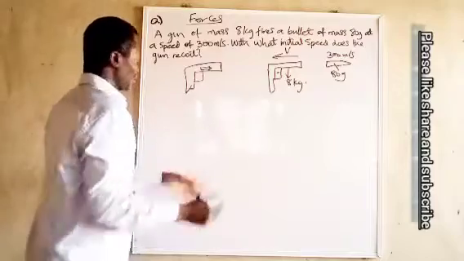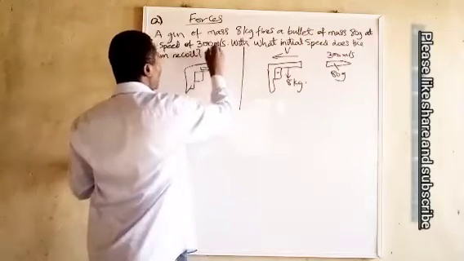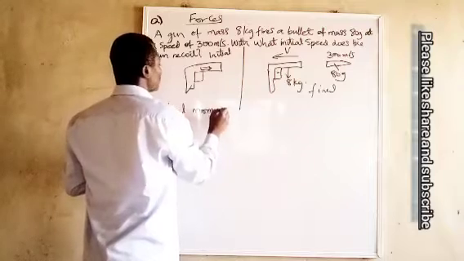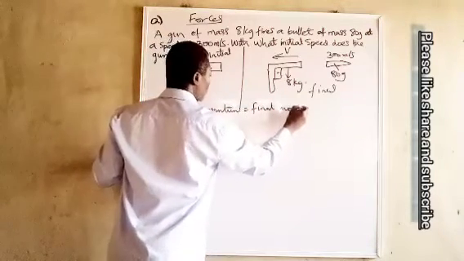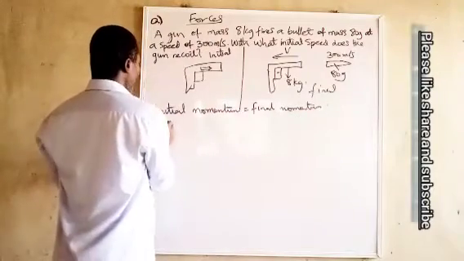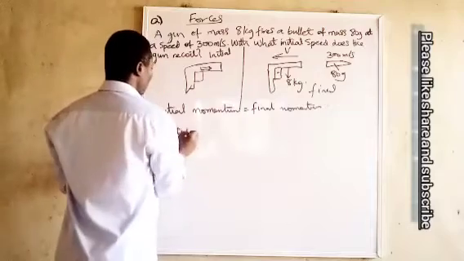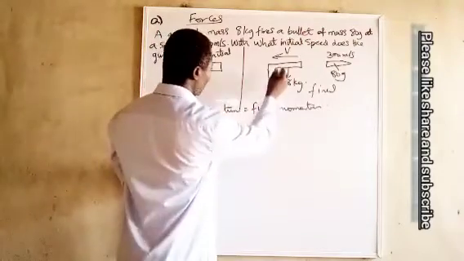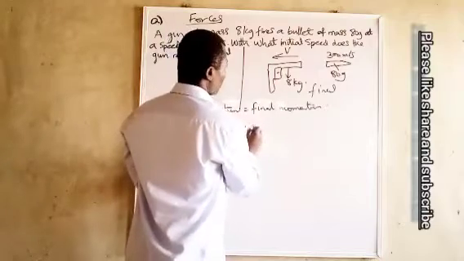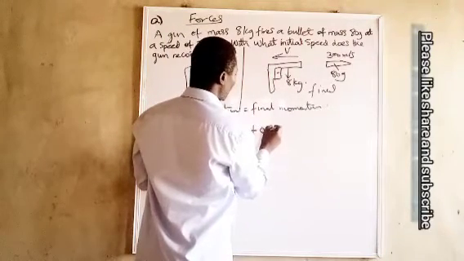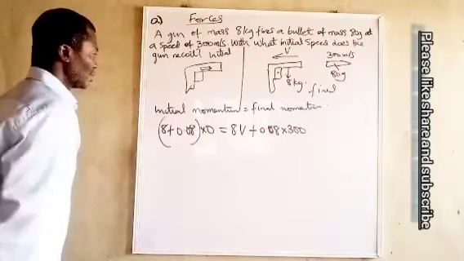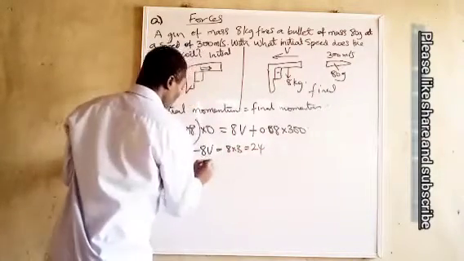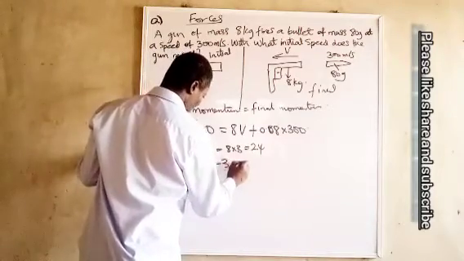But before that explosion occurs, the total velocity was zero. So this is the initial situation, and this is final. Initial momentum equals final momentum. So what do we have here? We have 8 plus 0.08, that is everything, times zero, since that is the initial velocity, is equal to 8v plus 0.08 times 300. So we have minus 8v is equal to 8 times 3, which is 24. So v is equal to minus 3 meters per second.